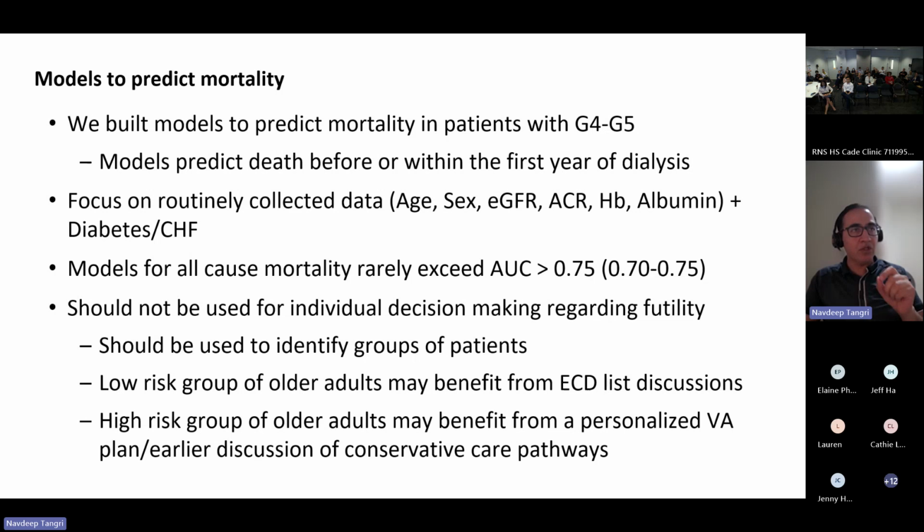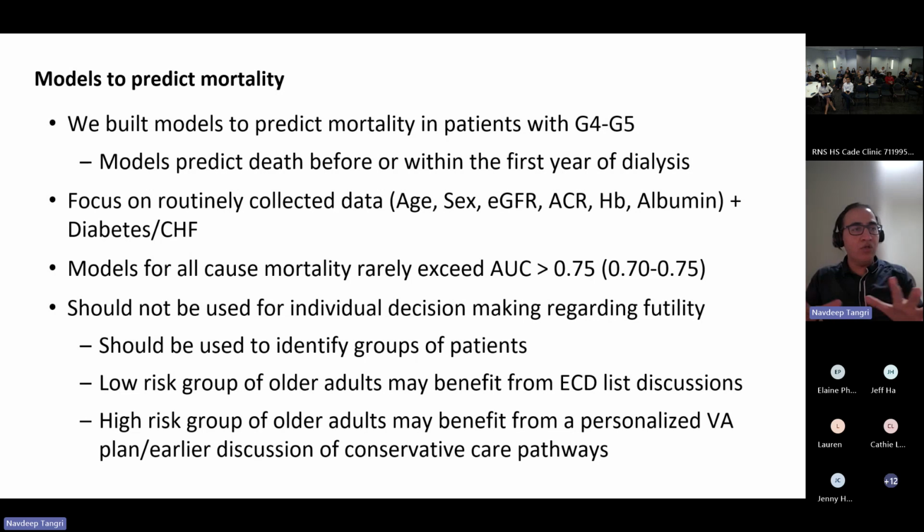We have built models to predict mortality, quite simple ones: age, sex, GFR, ACR, hemoglobin, and albumin. The problem is that models to predict mortality are never accurate. All-cause mortality is very hard to predict. And so it's my view that you should never use an all-cause mortality model to make any decision about futility or not planning for kidney failure.